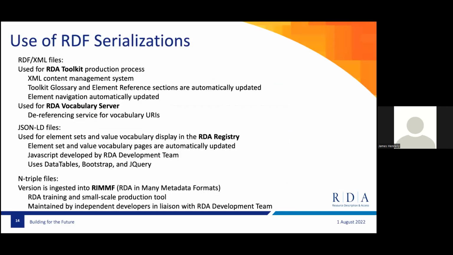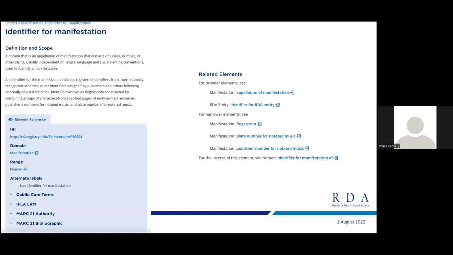I want to briefly talk about why we use certain RDF serializations and in what context. We have RDF XML files, and these are used for the RDA Toolkit production process. We have a content management system that uses DITA, and we can feed the information from the RDF XML files into there to generate content automatically. So what's generated automatically? Well, the toolkit glossary is generated automatically, as are the element reference sections. Also, the element navigation is automatically updated. To show you what I'm talking about, here I went to the RDA Toolkit page for identifier for manifestation.